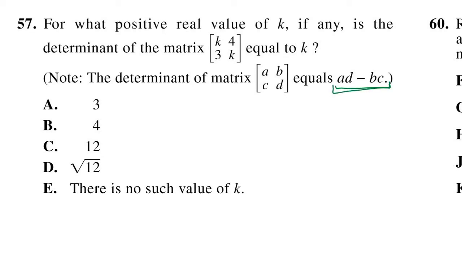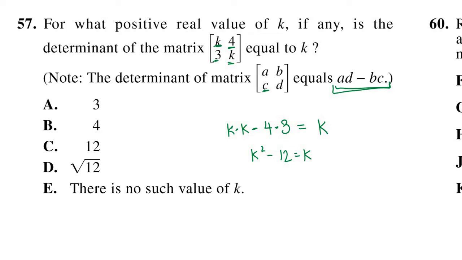So starting with A and D, that's k and k. So we have k times k minus, what's our b? That's 4, times our c, which is 3. And we want to know when the determinant of the matrix equals k. So we can simplify this. So k squared minus 12 equals k.